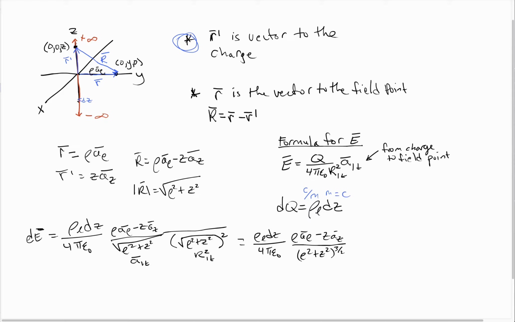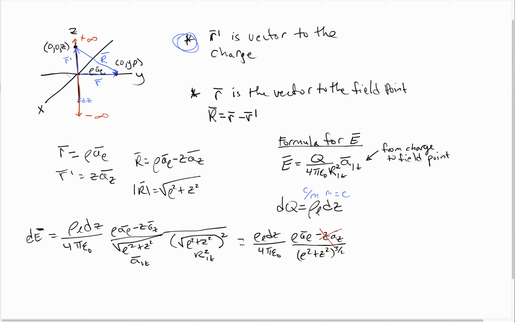And now here we use the previous results where we said there was no z component, just an a rho component. And so we could just delete this part here and say, you're gone, because there's no z component.